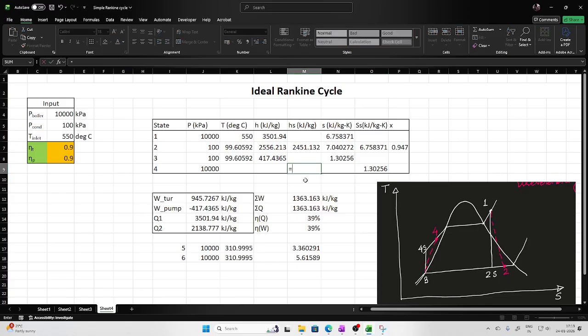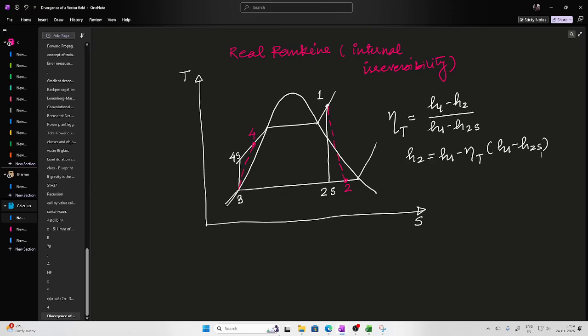So enthalpy based on pressure and entropy. So this is pressure and this is entropy. Once this is known, then we will be evaluating the enthalpy at point number 4. How to do it? Let us again head to the note. Now, the efficiency of the pump is the ideal work required by the pump to that of the actual work.